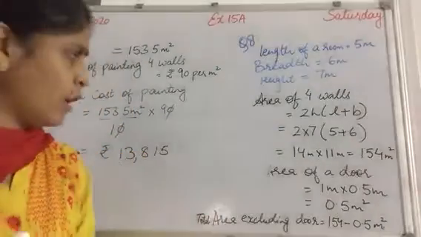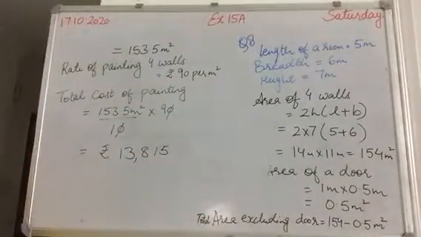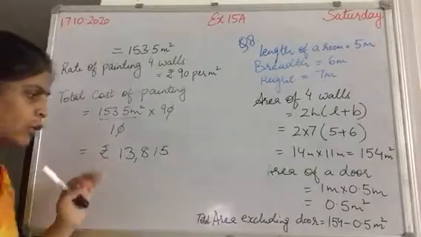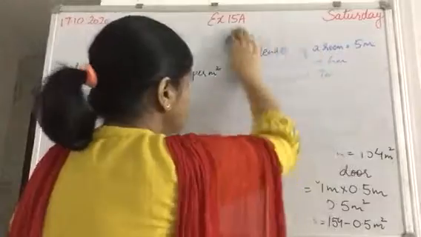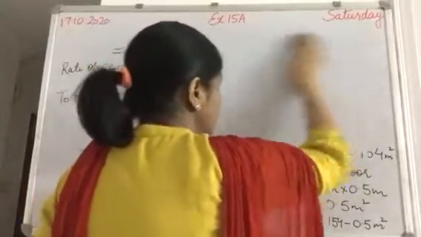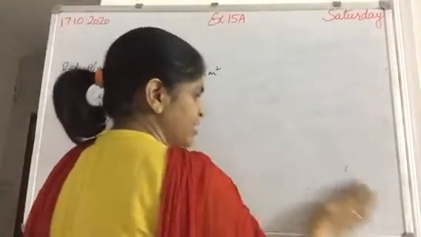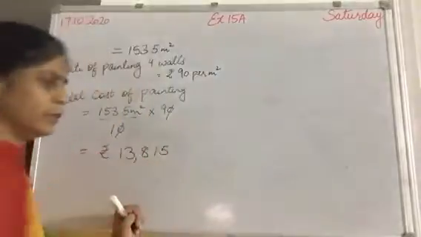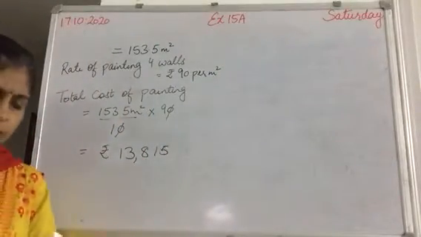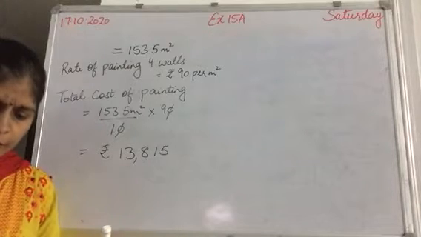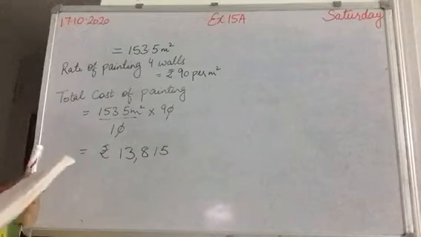Clear? Now let's do the 9th question of it. Is the total cost of painting 4 walls excluding the door. Whenever any question will be given in such a way, always remember that doors and windows will be subtracted from it. Now let's do question number 9.